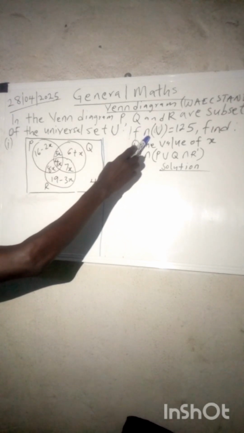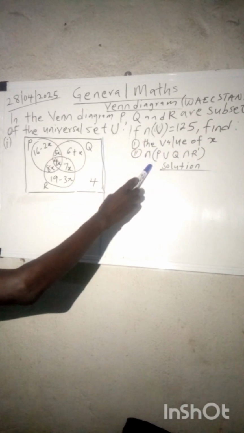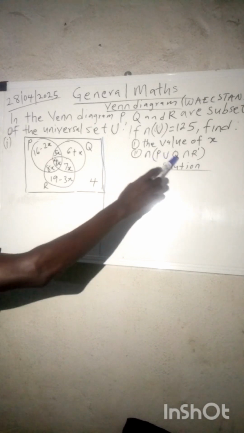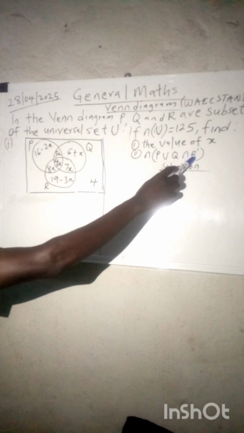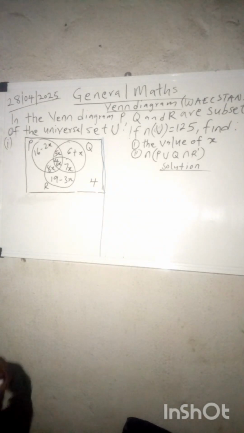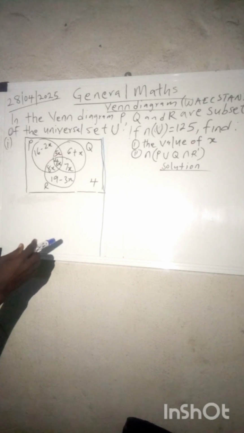If the cardinality of the elements in the universal set is equal to 125, find 1, the value of x. 2, the cardinality of the union of set P and Q and the intersection of R prime. R prime is the same as R complement. So this is the diagram as we can clearly see on the board.